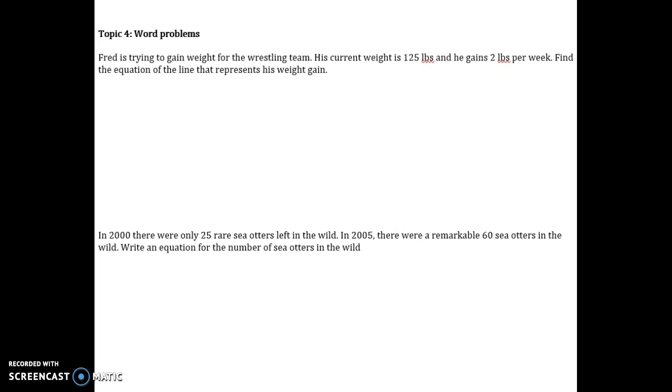So the other thing you need to be aware of is word problems. So for example, Brett is trying to gain weight for the wrestling team. His current weight is 125 pounds and he gains 2 pounds per week. Find the equation of the line that represents the weight gain.